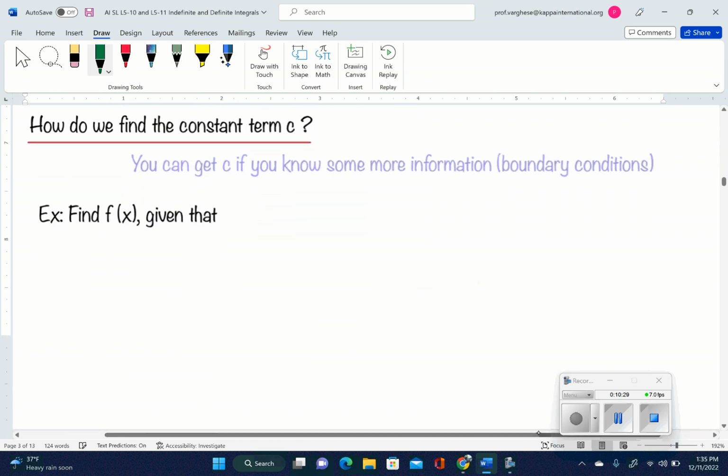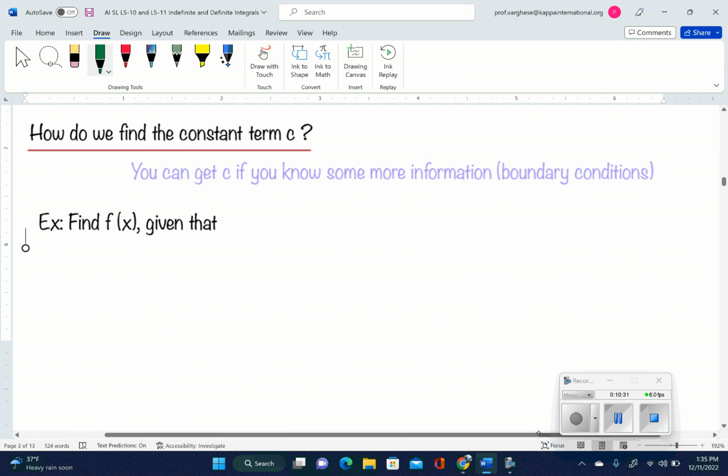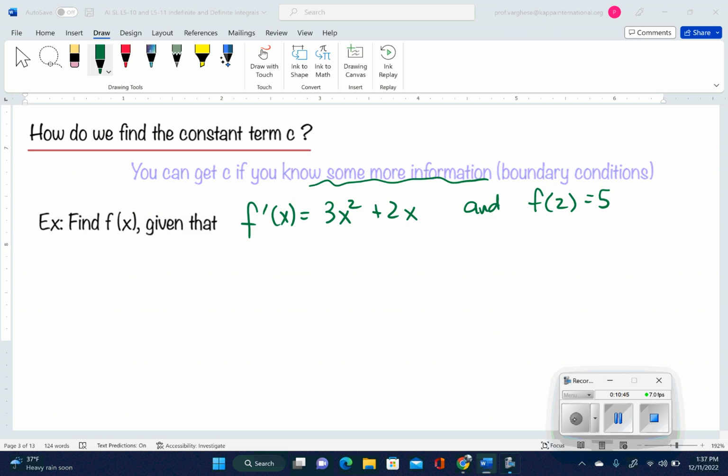I keep saying derivative. Okay, so how do you find out what the constant term c is? You can't find it unless they're giving you some more information. So I'm going to go through another problem with you to make sure that this is solid.